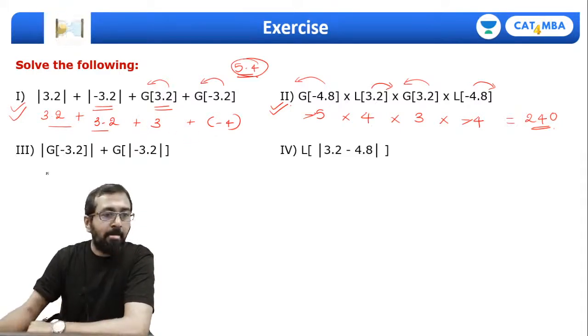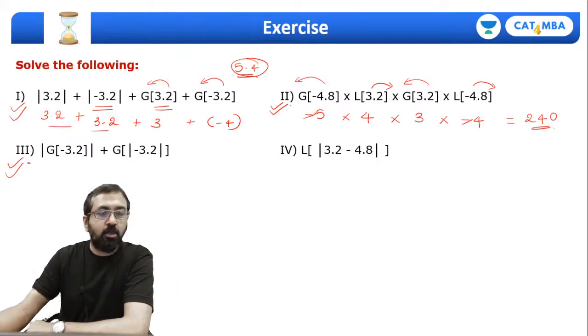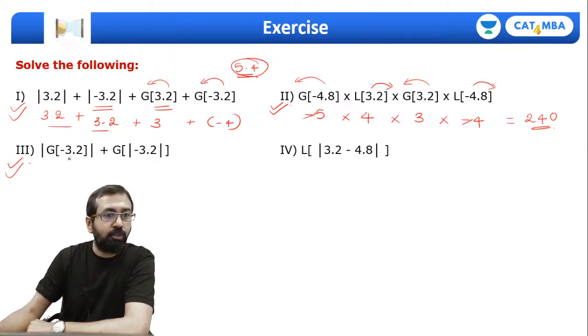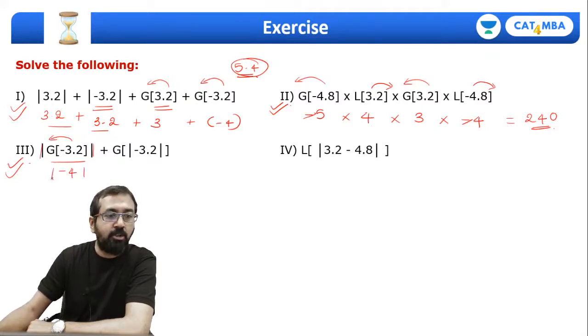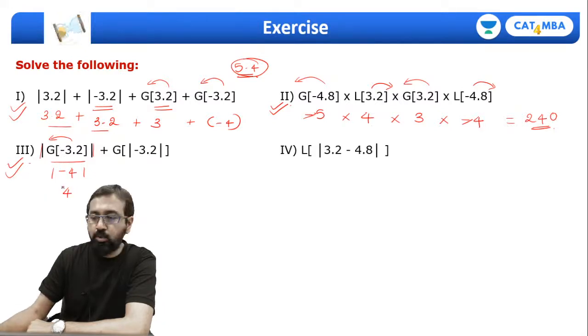Fine, guys. Now try for this third question quickly. Third question. Now it should be a cakewalk. Just be careful that it's modulus of greatest integer value. So greatest integer value of minus 3.2. Again, look at the left side, leftmost integer, it's minus 4, and modulus of minus 4, it's 4, right? So it's going to be 4.